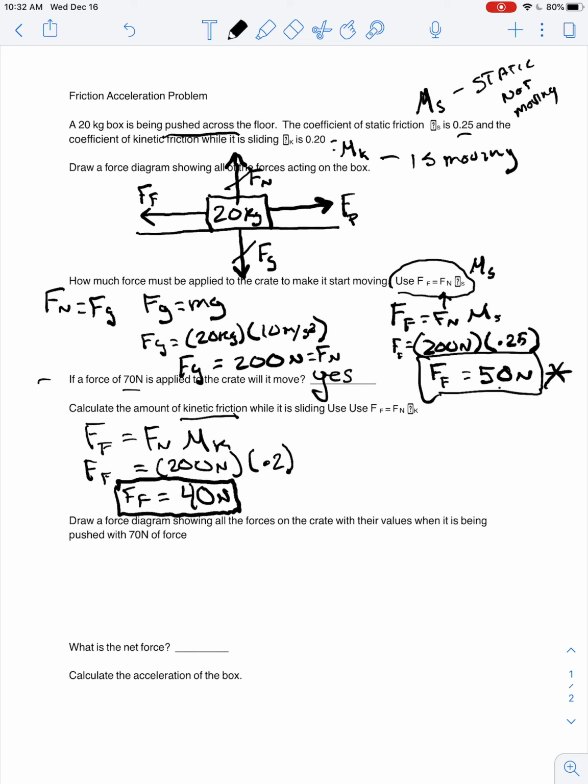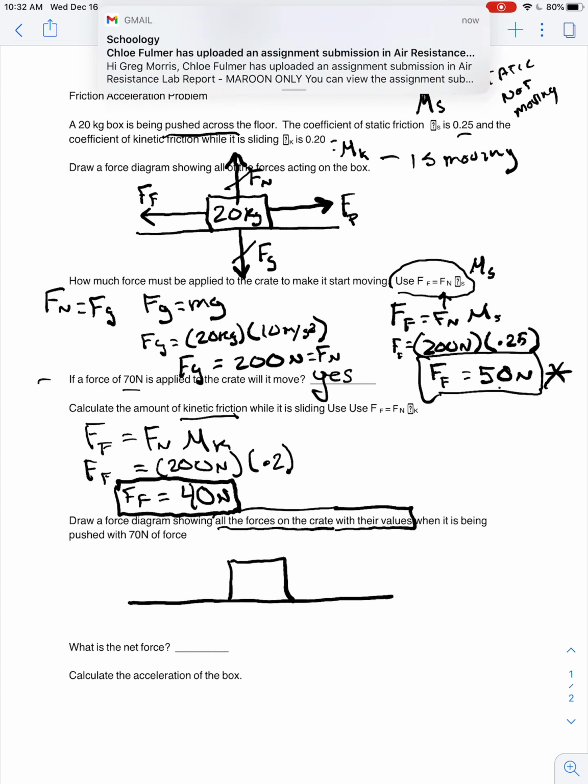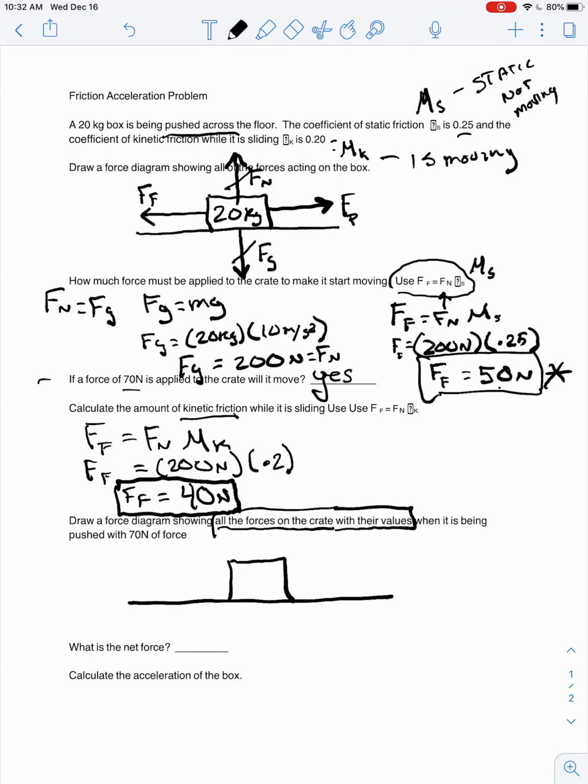Okay, now it wants me to make another force diagram of that situation. So show all the forces on the crate with their values. So I'm going to draw Fg, and now I'm going to fill in the amount: 200 newtons. I'm going to draw Fn, and fill in the amount, 200 newtons.